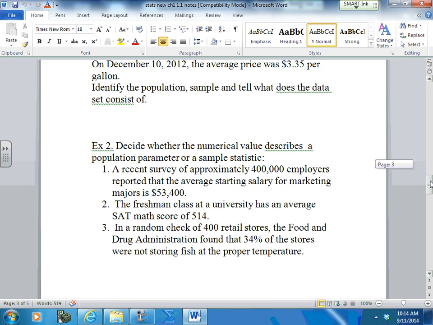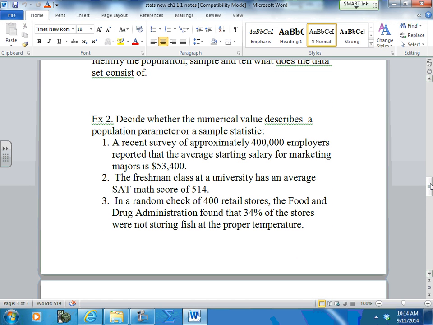It's not so bad in the beginning. We're going to describe if this is a parameter or a statistic. It's kind of nice because statistic is S, sample is S. Population is P, parameter is P. So they pair together. The first thing we have to decide is, are they talking about a sample or are they talking about a population?